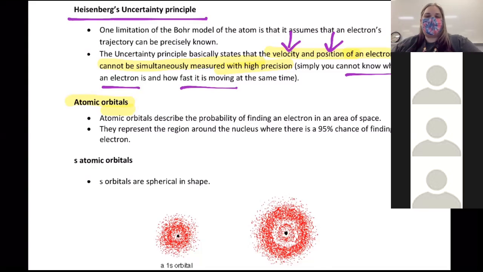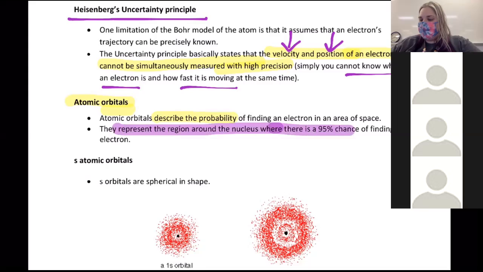And so that's what this says, that there's no way to know exactly where they are as long as they're moving and they're in constant motion. And so really we have what we call these orbitals, which are the 3-dimensional cloud shapes. And they just describe the probability of finding an electron in an area of space. So an orbital is a 3-dimensional cloud shape centered around the nucleus. And it represents the region around the nucleus where there's a 95% chance of finding an electron.